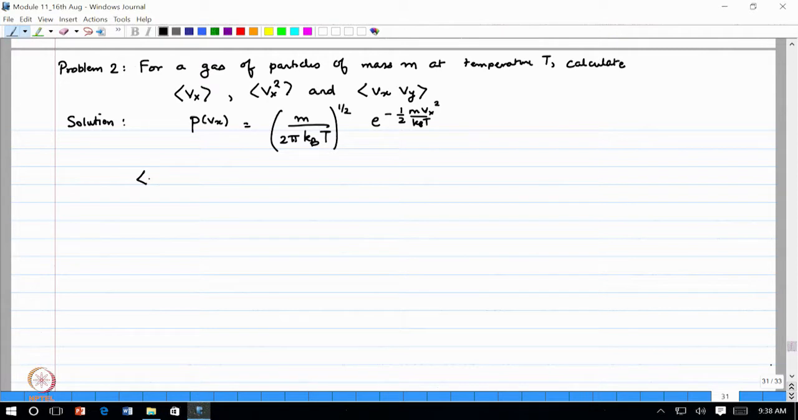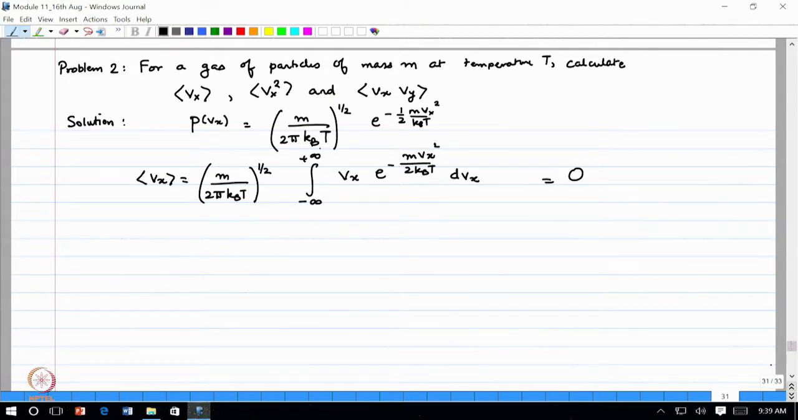So you can calculate the average of Vx is equal to (m by 2 pi kBT) raised to half, integral from minus infinity to plus infinity Vx e to the minus m Vx square by 2 kBT dVx. Now the range of integration is minus infinity to infinity. The Gaussian function is an even function of Vx, and Vx is an odd function, so this is equal to 0. You have an integral of an odd function from minus infinity to plus infinity, that is 0.